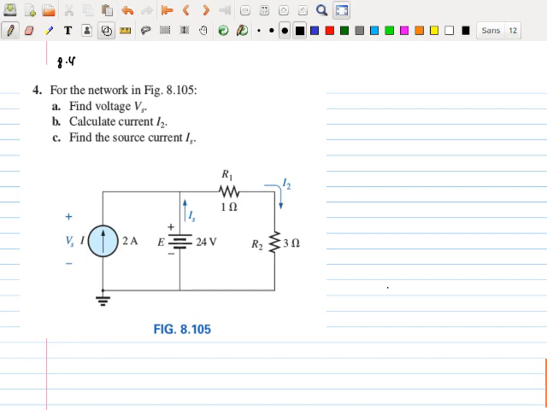Yes, what is the value of Vs? 24. Why? Parallel. So why? Yes, he says it is 24. The question is why is it 24? That point is here, and what's the other one? 24. No, it's not because of that.